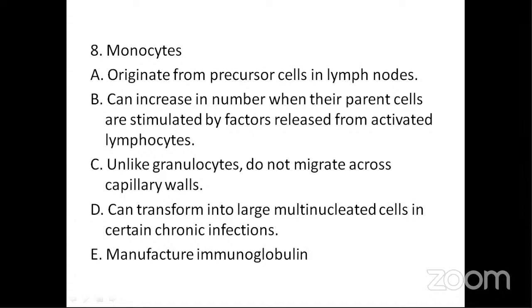Second option, it can increase in number when their parent cells are stimulated by factors released from activated lymphocytes. It is true because activated T cells release granulocyte macrophage colony stimulating factor, that is GM-CSF, which stimulates the monocyte stem cells to proliferate. So it is true.